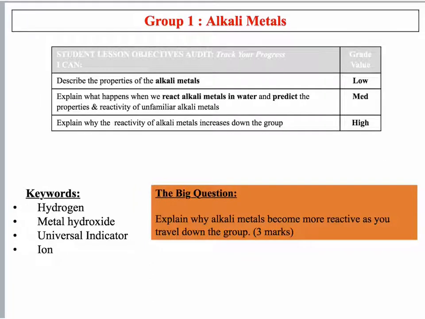In this first part of the video, we will look at the group 1 alkali metals. We will look at their properties, we will look at their reaction in water, and we'll have a look at why the reactivity increases down the group. Our big question for this first part is explaining why the alkali metals become more reactive as we travel down the group. So, what are the alkali metals?